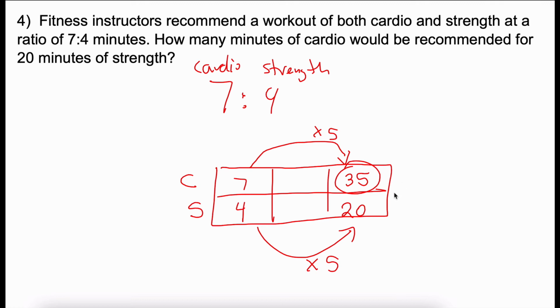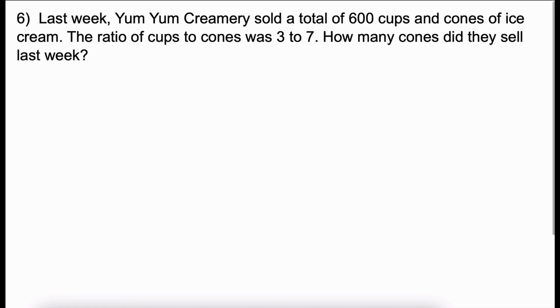That's for number 4. You could have done a tape diagram too. 7 pieces to 4 pieces, divide up the 4 pieces. 20 minutes spread across 4 pieces of a tape diagram would mean each part of the tape diagram is worth 5. So the 7 pieces of the other tape diagram are each worth 5 as well, and that gets you to 35. All right, 2 more.